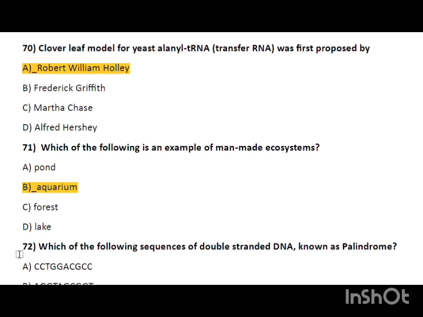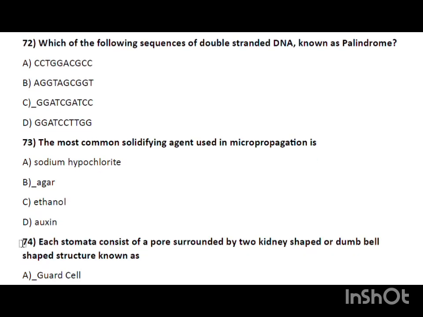Then question number 72. Which of the following sequence of double-stranded DNA is known as palindrome? The correct answer is option C. Then question number 73. The most common solidifying agent used in micropropagation is option A sodium hypochlorite, option B agar, option C ethanol, option D oxygen. The correct answer is option B agar.